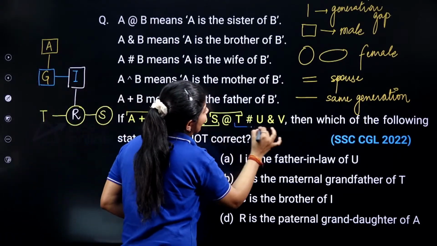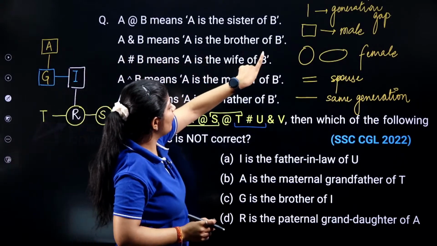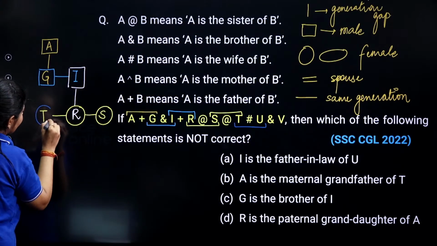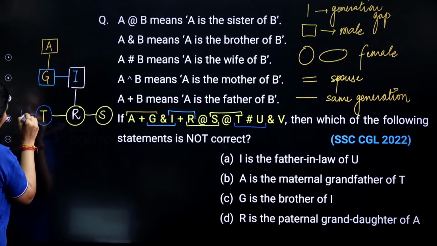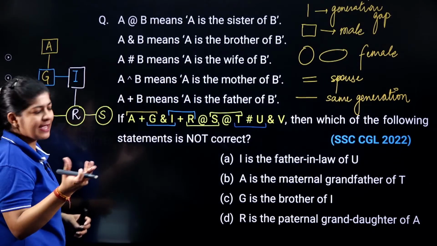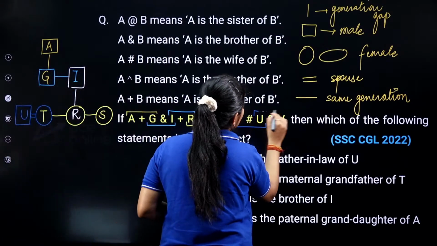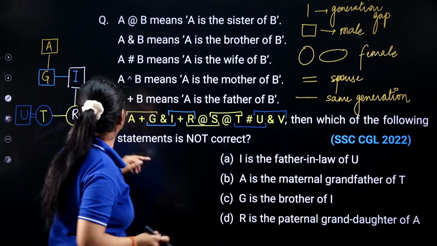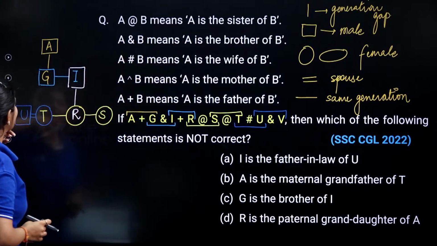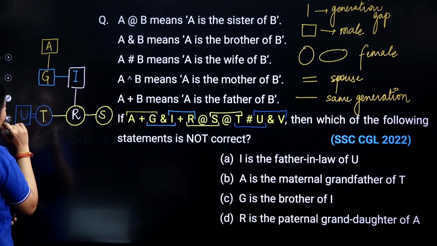Next one. T hash U. Where we have hash, A is a wife of B. That means T is a wife of U. If T is a wife, then we can say that U is a male. We can easily say that. Next one. U and V. Okay, we need some more space because we need to draw V.